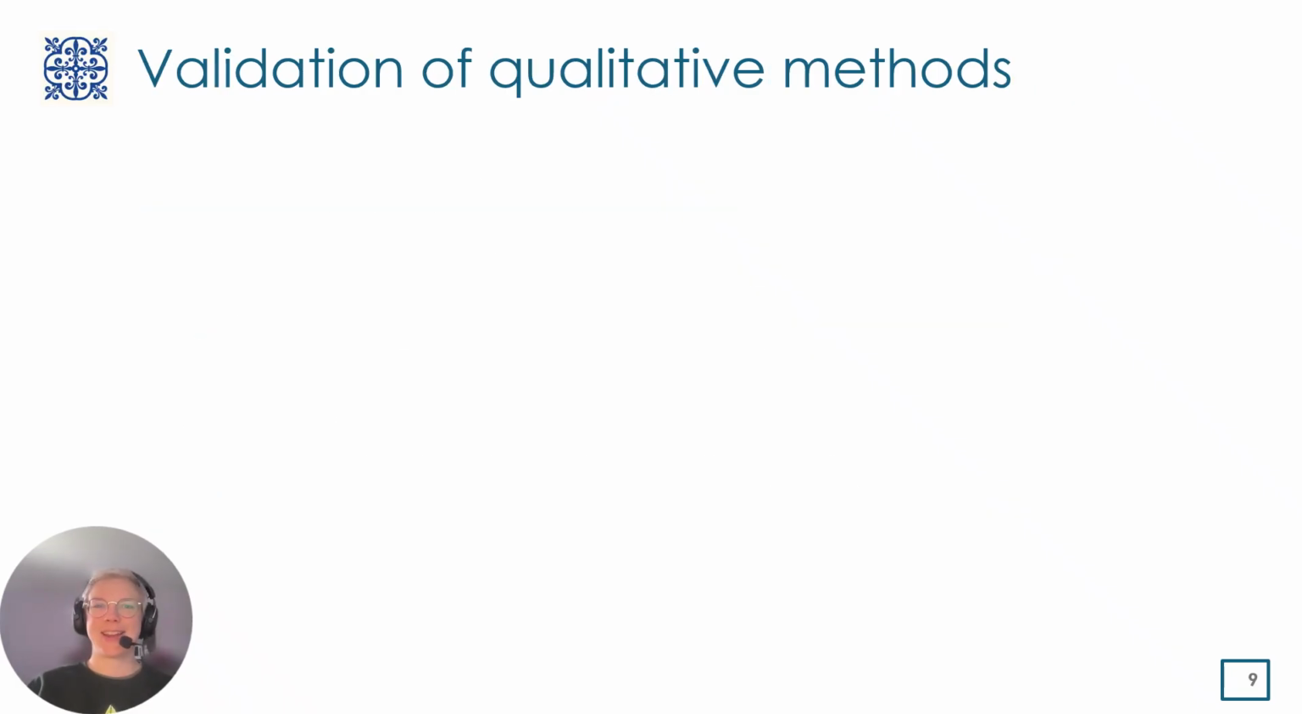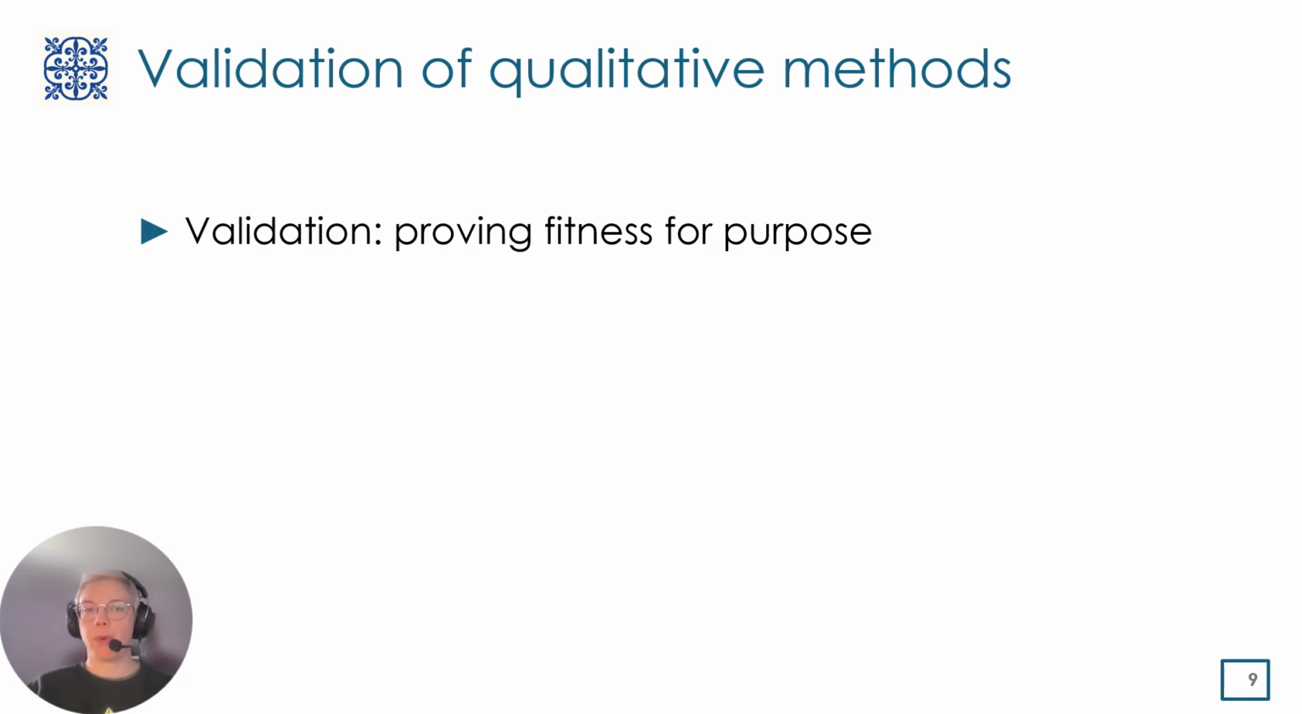All right then. One for all and all for one. It's all about qualitative methods. So how do we validate those? Well, let's go back to basics. Why do we validate methods? We want to demonstrate fitness for purpose.